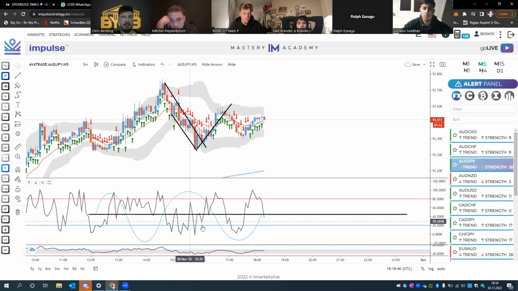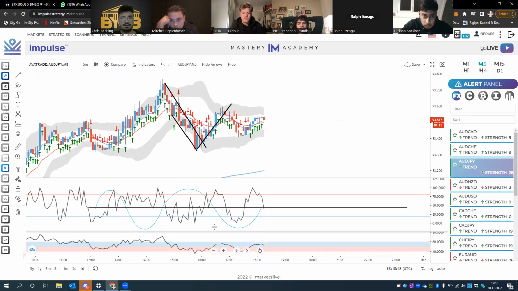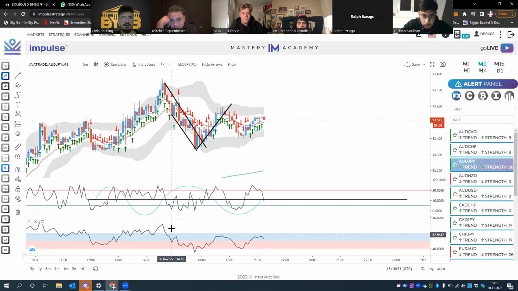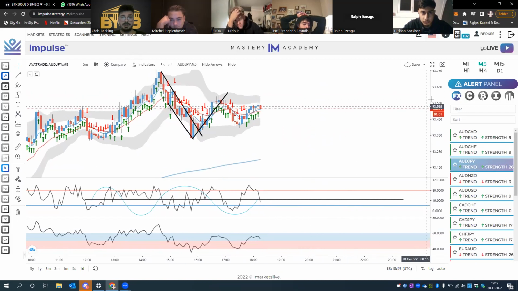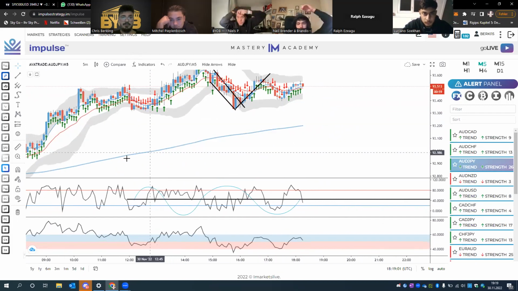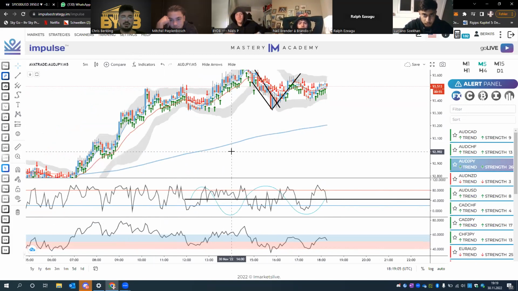I know we all look right now at, is the stochastic there? Is the RSI there? Is the arrow there? Is the strength there? The best tool on this impulse chart is the moving average that turns color to show you we're going up, because you don't want to trade against the trend.